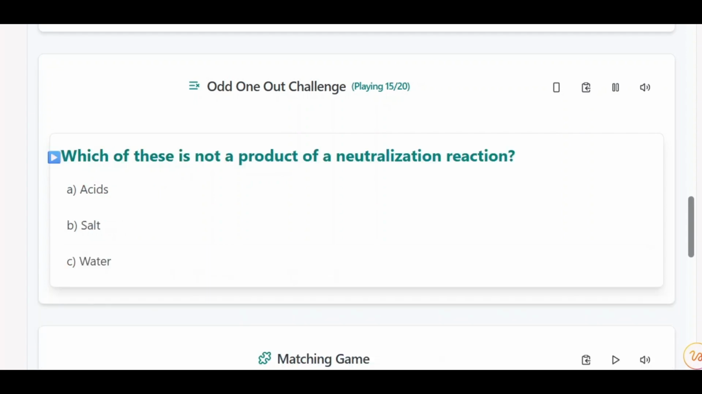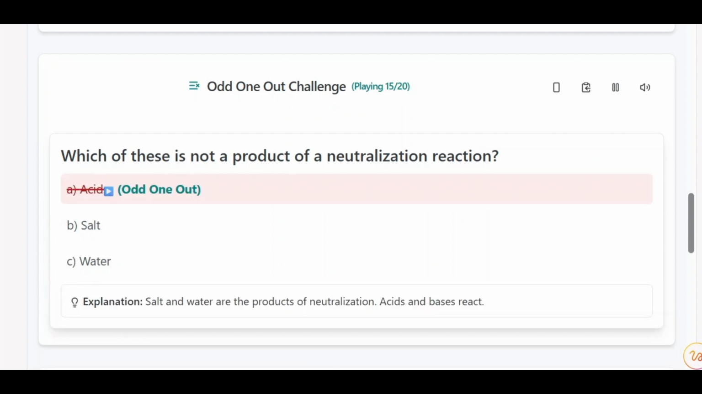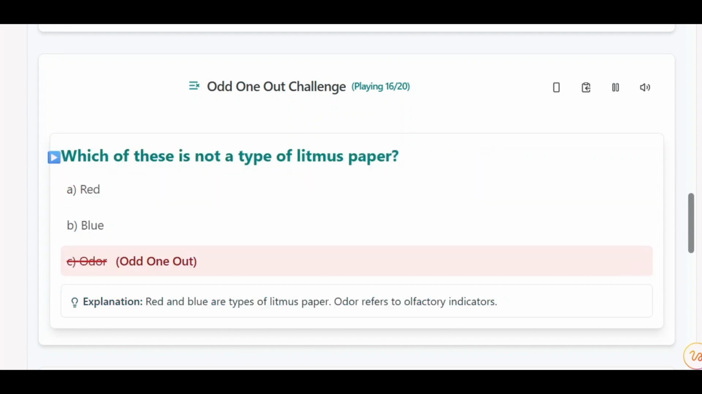Which of these is not a product of a neutralization reaction? Acids, salt, water. The odd one out is acids, because salt and water are the products of neutralization, while acids and bases react.